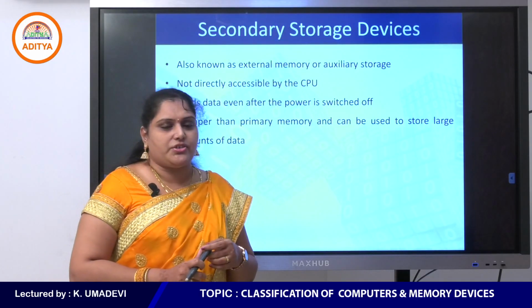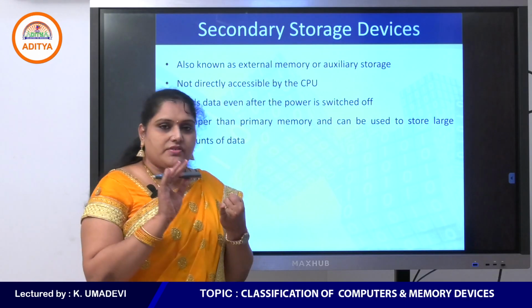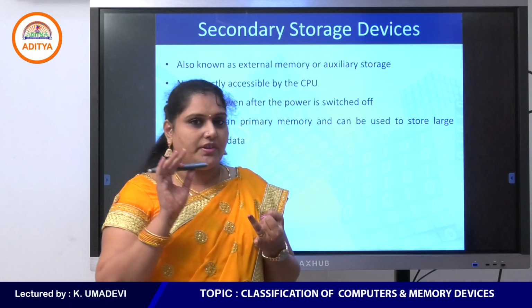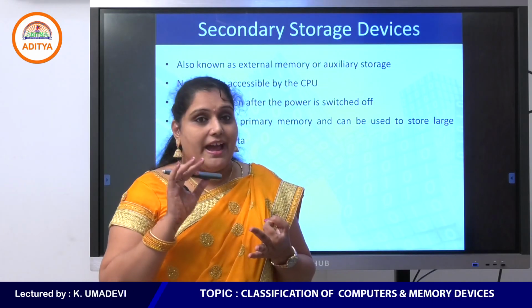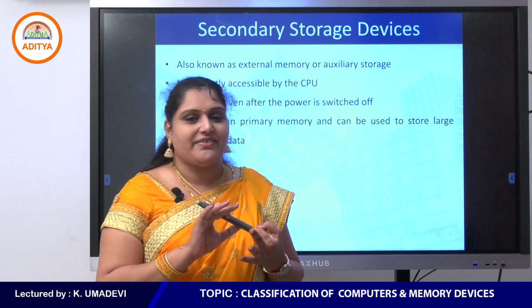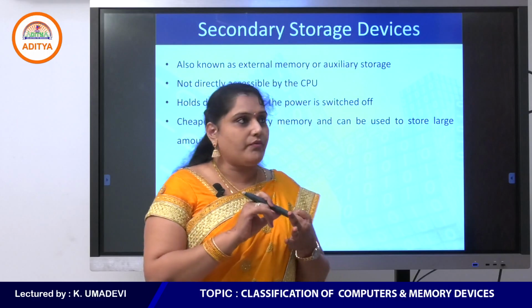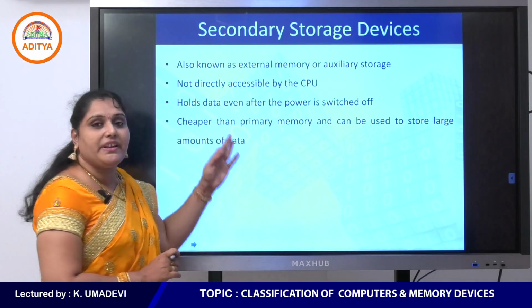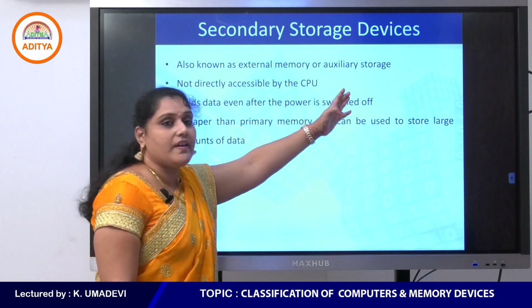So what about secondary storage devices? See, registers are the fastest memory, and the next one is cache memory, and the next one is RAM and ROM, and next, secondary storage devices. Secondary storage devices are non-volatile in nature, that is, permanent. These are also called external memory or auxiliary memory.